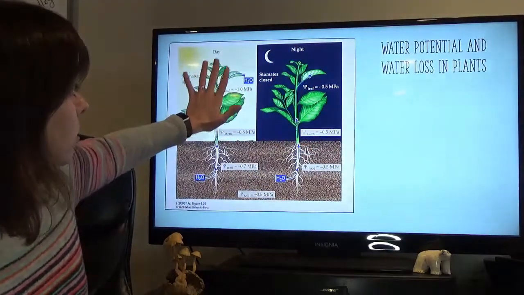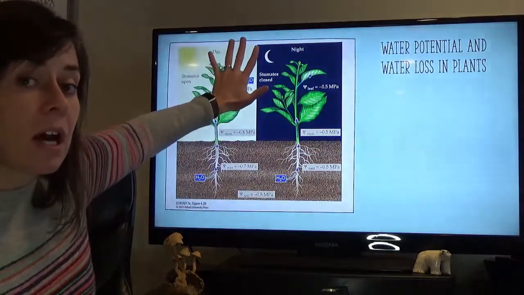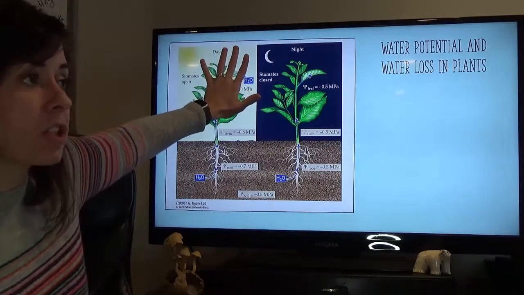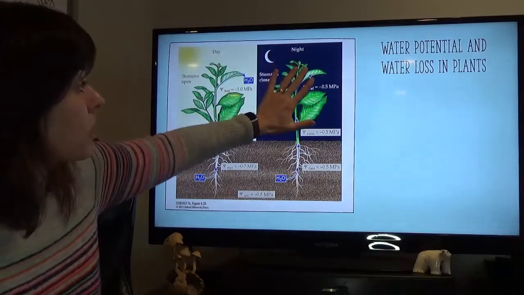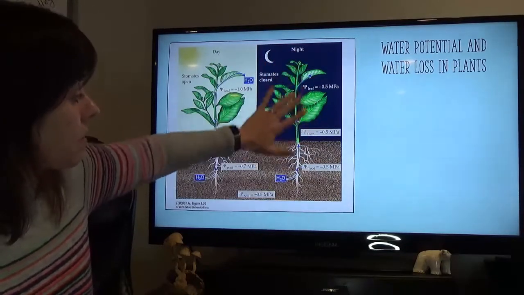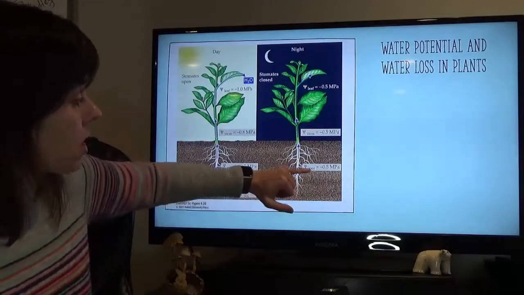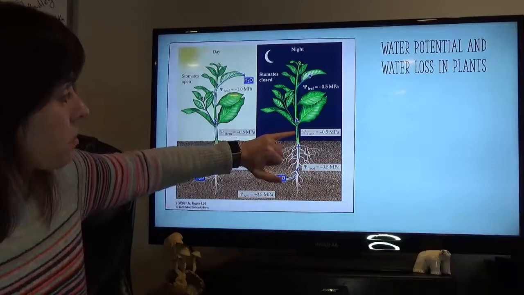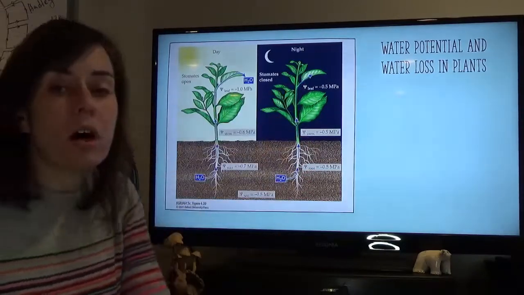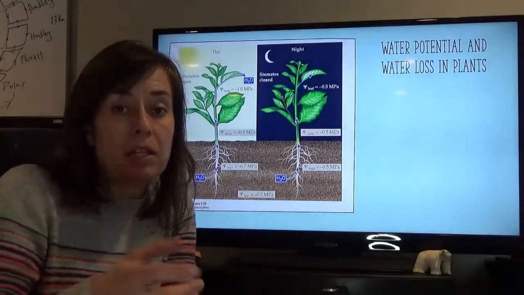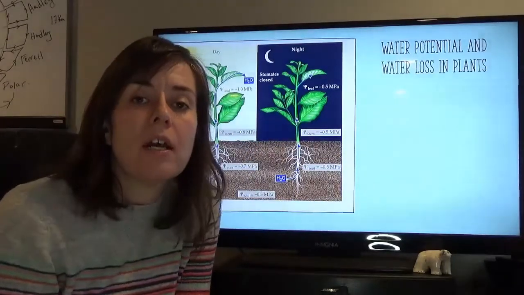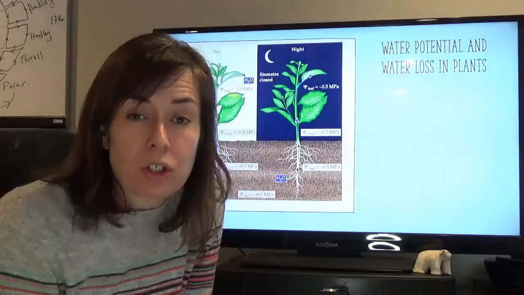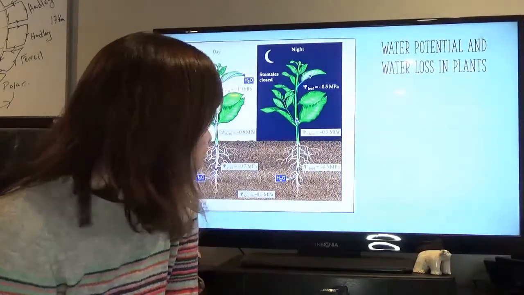So here in the day, the stomates are open, exposed to that very low water potential atmosphere. At night, the stomates are closed, and then the plant becomes equilibrated with the soil. So the soil's at minus 0.5 megapascals, the roots are at minus 0.5, the stem and the leaves, they're all equilibrated. So if you take a water potential measurement on a plant at night, it actually gives you a measure of the soil water potential, which is a really great thing to know.